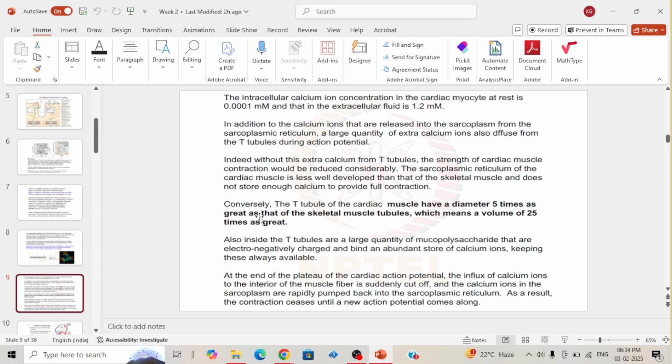Another thing is the T tubules of the cardiac muscles have a diameter, as I told you earlier also, 5 times larger than the skeletal muscle T tubules, which means a volume 25 times greater than the T tubules of the skeletal muscles. Also, inside the T tubules are a large quantity of mucopolysaccharides that are electronegatively charged and bind an abundant store of calcium ions, keeping these always available. Okay, so these are some important points that you must remember.